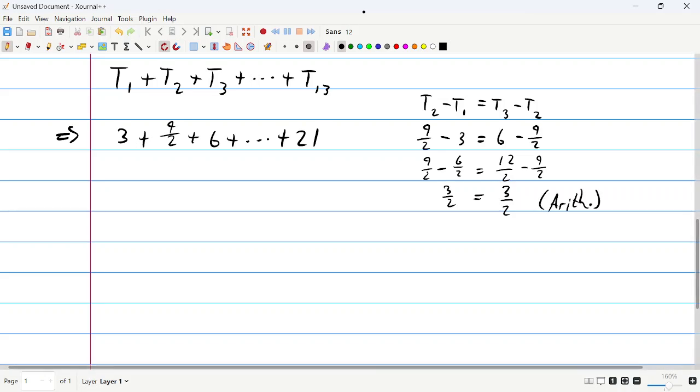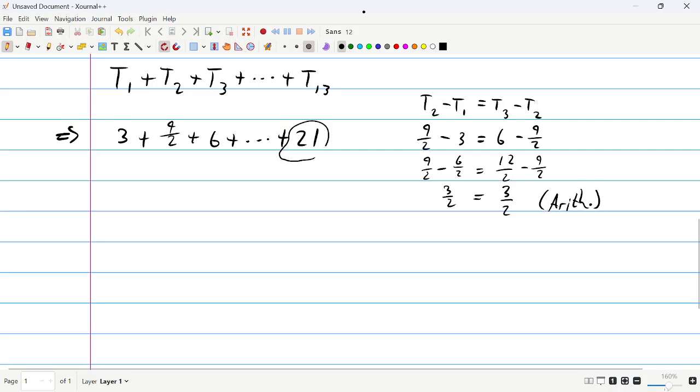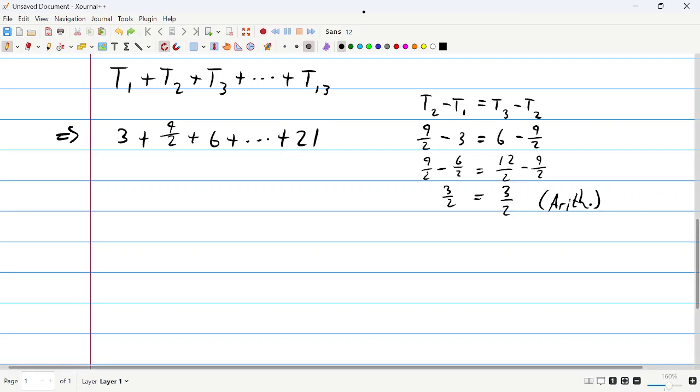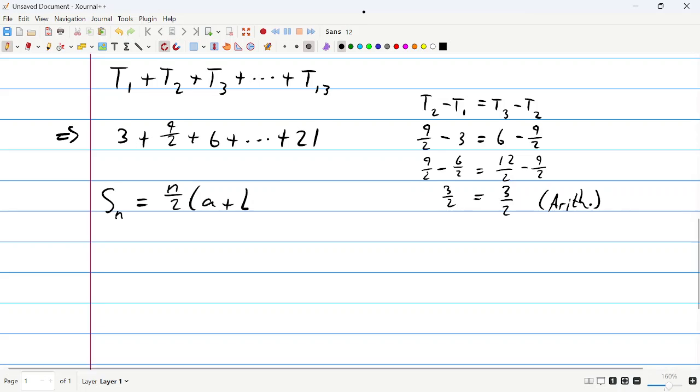Which means we'll use the formula that we are given. But my question is, do we know what the final term is? Yes. So we will be using the formula Sn equals n over 2 into a plus L, where L represents the last term of the series. A is the first term of the series when we started with the sigma notation. And n, do you remember what n was?